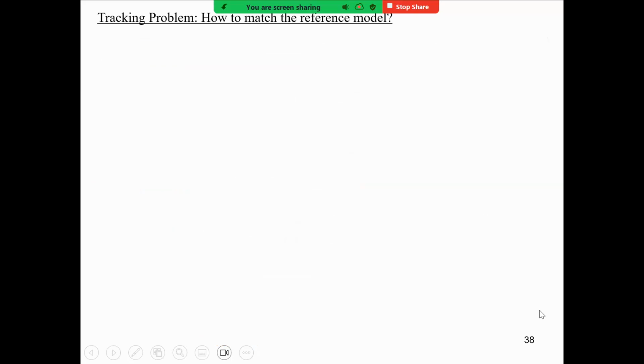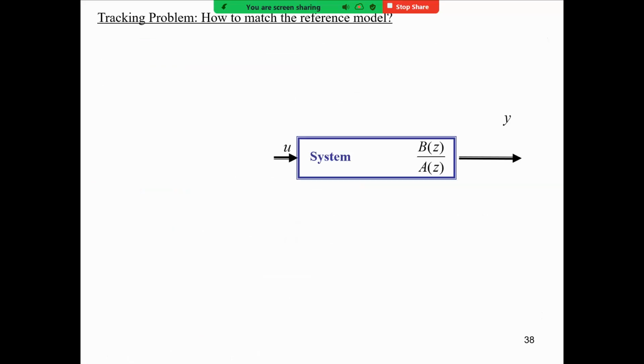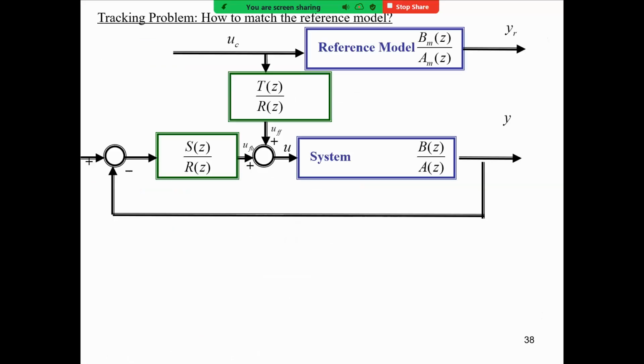Now, finally, let's talk about how we match the reference model completely, the perfect tracking problem. I have shown you how to match the poles. You design the feedback controller, S over R. We can match any poles as long as A and B have no common factor. And we can also deal with the disturbance. We just put some of the factors of this disturbance into R.